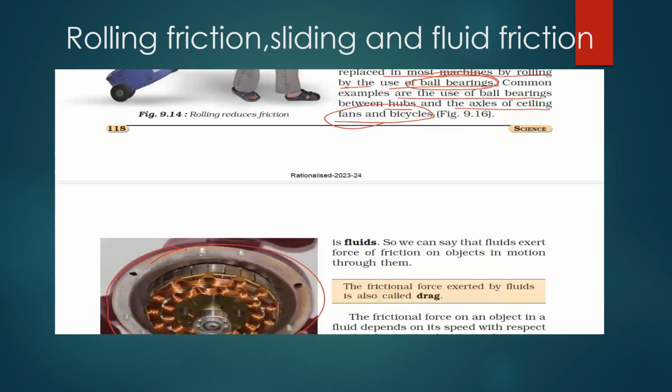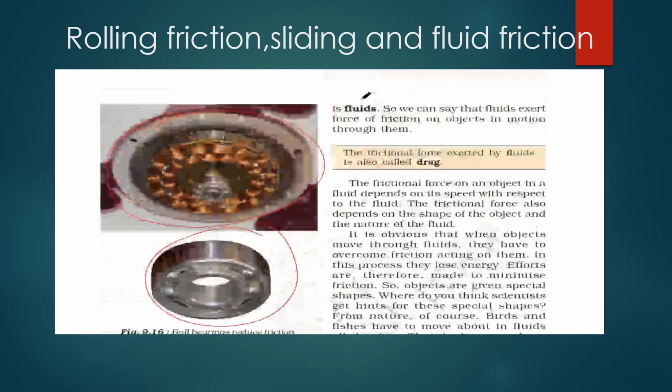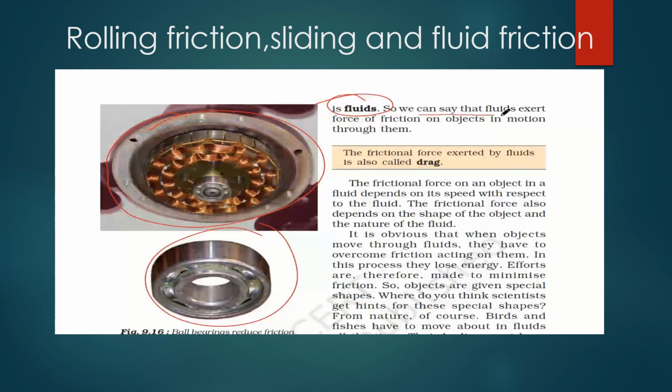Now we will move on to another kind of friction, that is called fluid friction. So what is fluid friction? Now you know that air is very light and thin, yet it exerts a force on objects moving through it, right? Similarly, water and other liquids exert a force of friction when objects move through them. In science, the common name for gases and liquids is fluids. So we can say that fluids exert a force of friction on objects in motion through them.